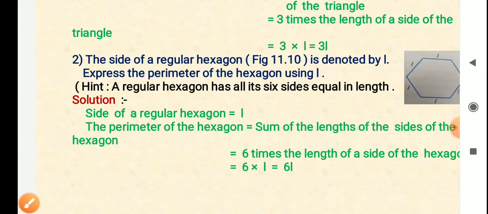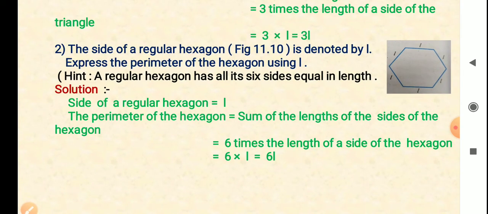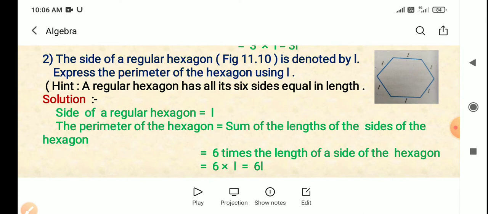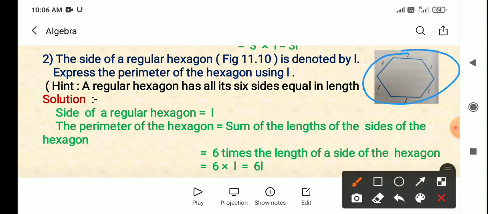Now let's see the second example. The side of a regular hexagon. Look here, here is a given figure. This is a figure of a hexagon. In this figure, the side of a regular hexagon is denoted by the letter L. We have to express the perimeter of the hexagon by using L. There is one hint given: a regular hexagon has all its 6 sides equal in length.